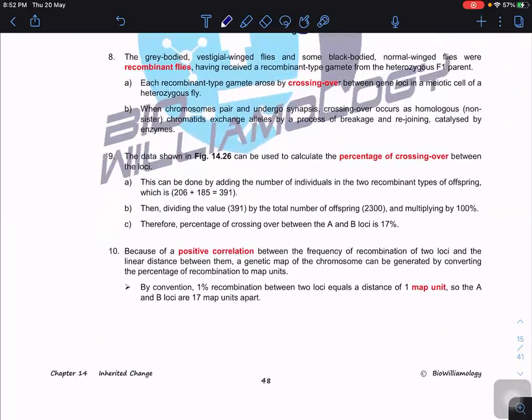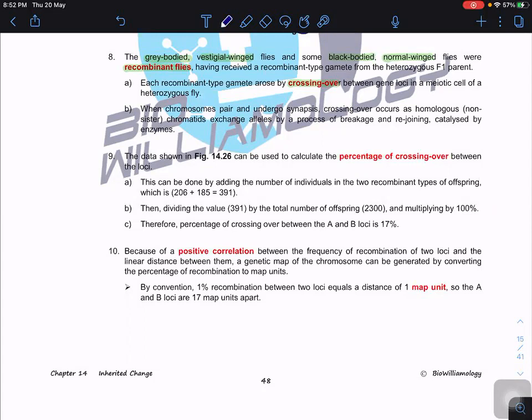So the gray body vestigial wing, recombinant. Then we have the black body normal wing. So this kind we call them as recombinant phenotypes. This will arise because of the crossing over between the gene loci during prophase 1. So these two, number 9, number 10, is not in our syllabus, but the question came out before, so I put it in.